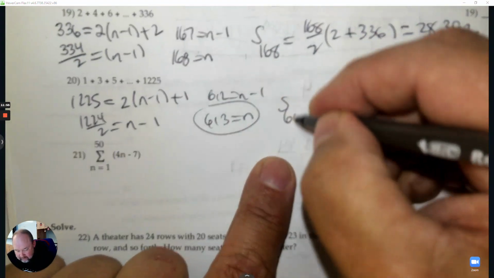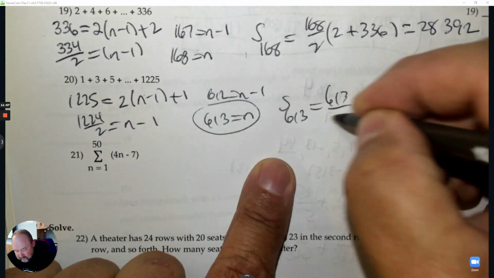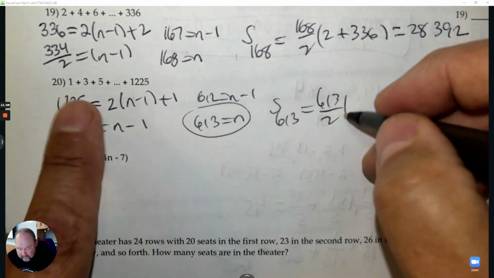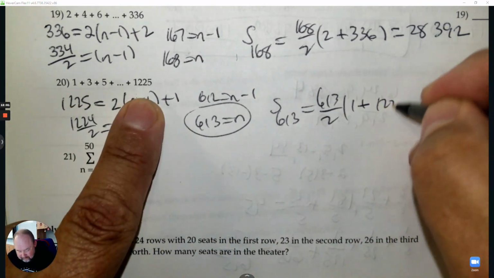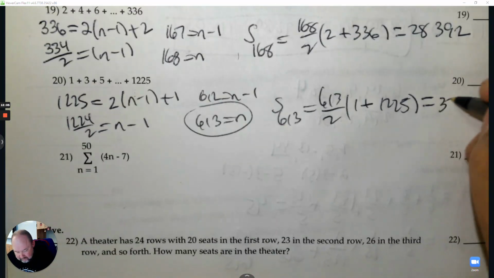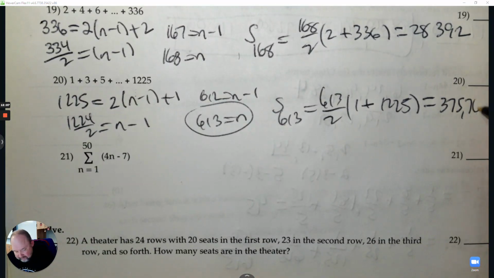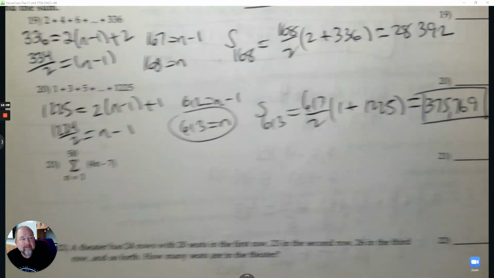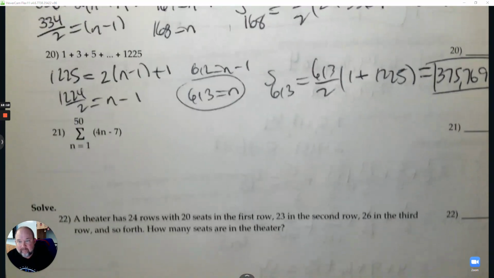So the formula for 613 terms is 613 divided by 2, the first term plus the last term. And I get 375,769. All right, try the next one.